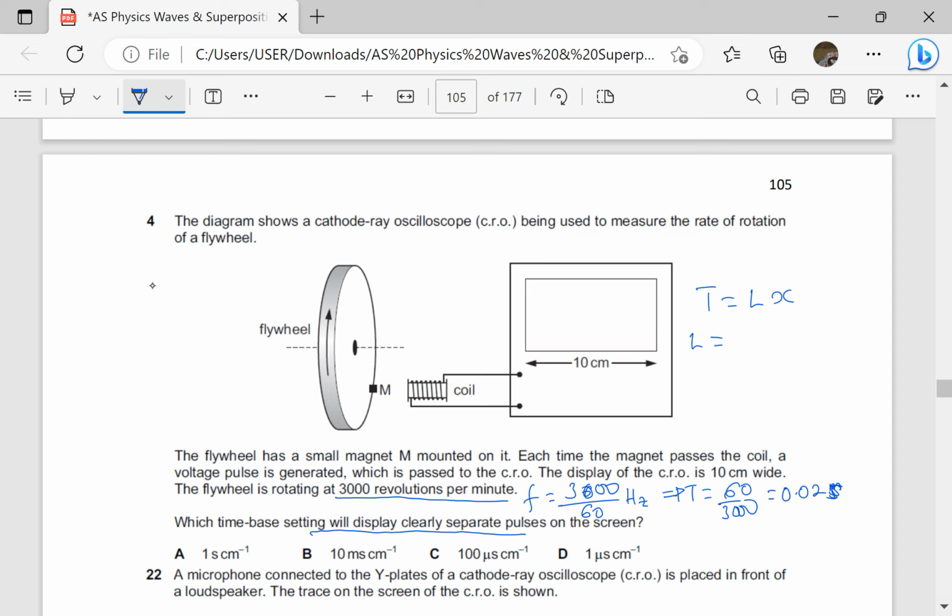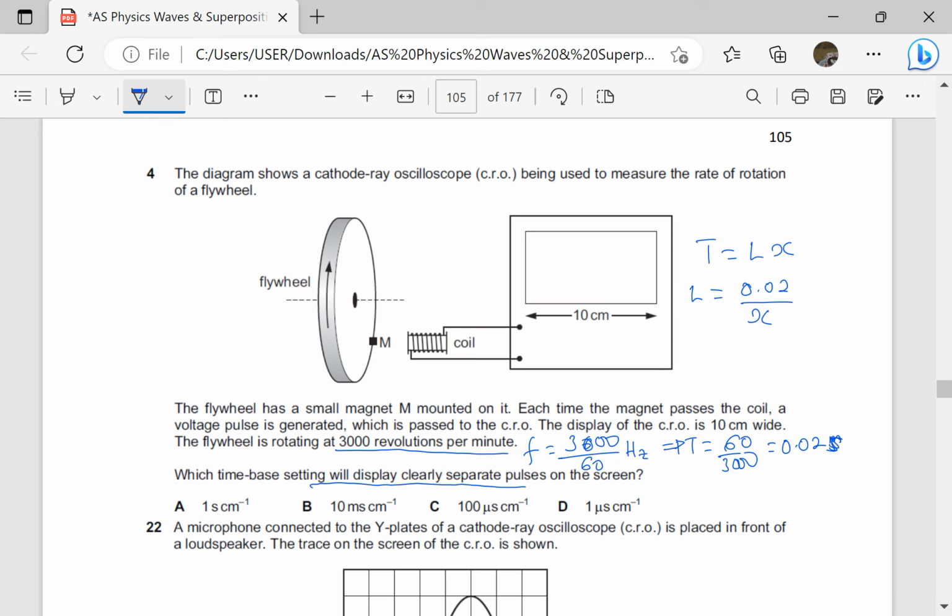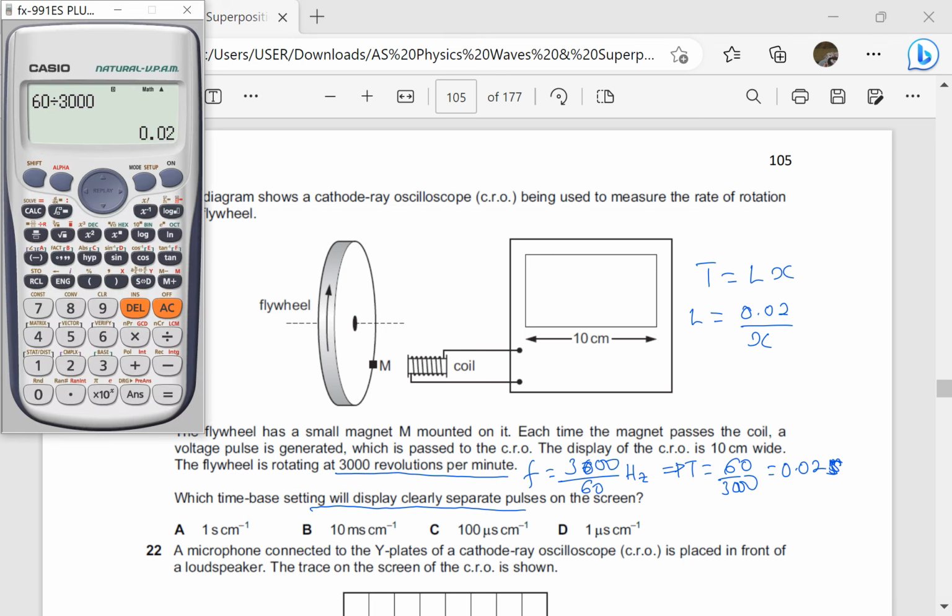So T is going to remain fixed, 0.02. Then divide by the time-base setting. So we're always going to check with the time-base setting. Let's start with the first one. The first one is 1 second per centimeter. Remember, this is in seconds, so let's check. 0.02 divided by 1 second per centimeter. Divide by 1, so that means it will be 0.02 centimeters.